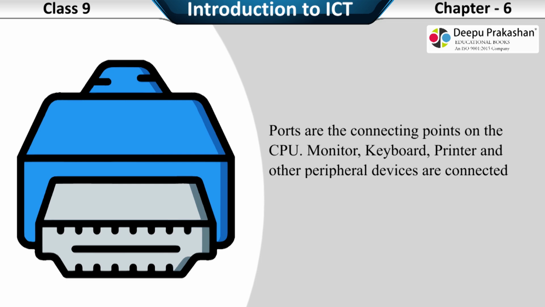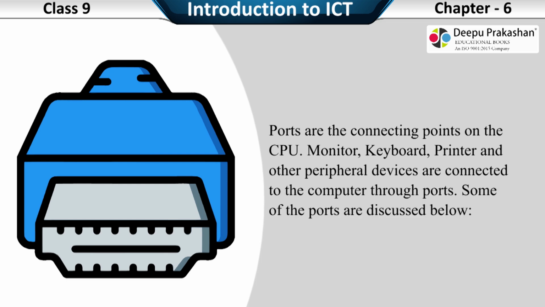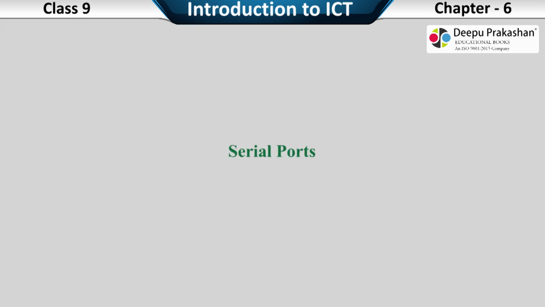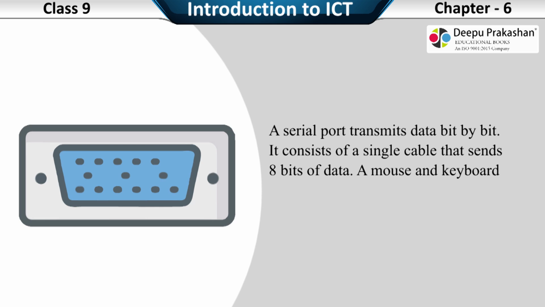Monitor, keyboard, printer, and other peripheral devices are connected to the computer through ports. Some of the ports are discussed below. Serial ports. A serial port transmits data bit by bit. It consists of a single cable that sends 8 bits of data. A mouse and keyboard are linked to the CPU through a serial port.